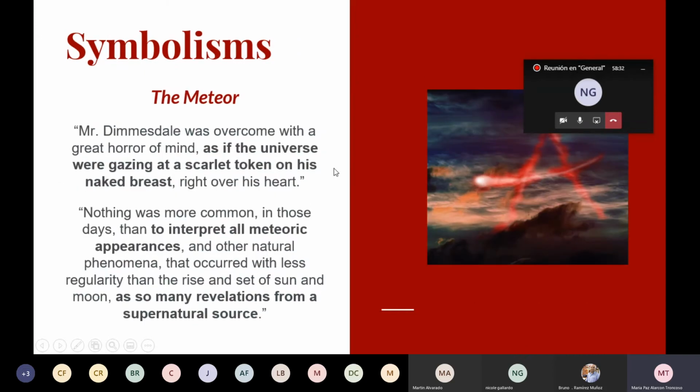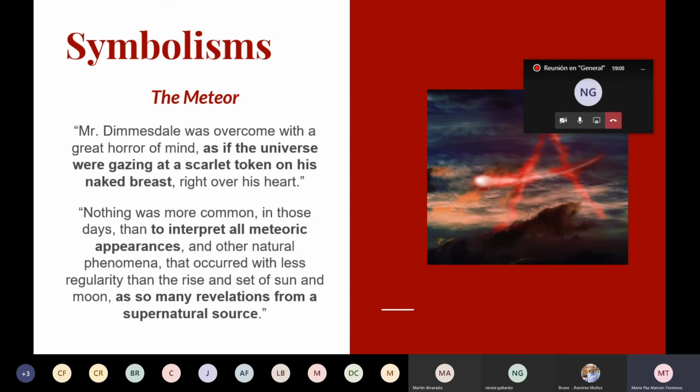The other symbol is the meteor. When Dimmesdale is on the scaffold with Hester and Pearl, they see a meteor tracing an A in the sky, and Dimmesdale interpreted it as a divine signal that he also had to wear a mark of shame. This symbolized that the Puritans believed in signals, and they were constantly looking for confirmation of their religion and what they believed in.